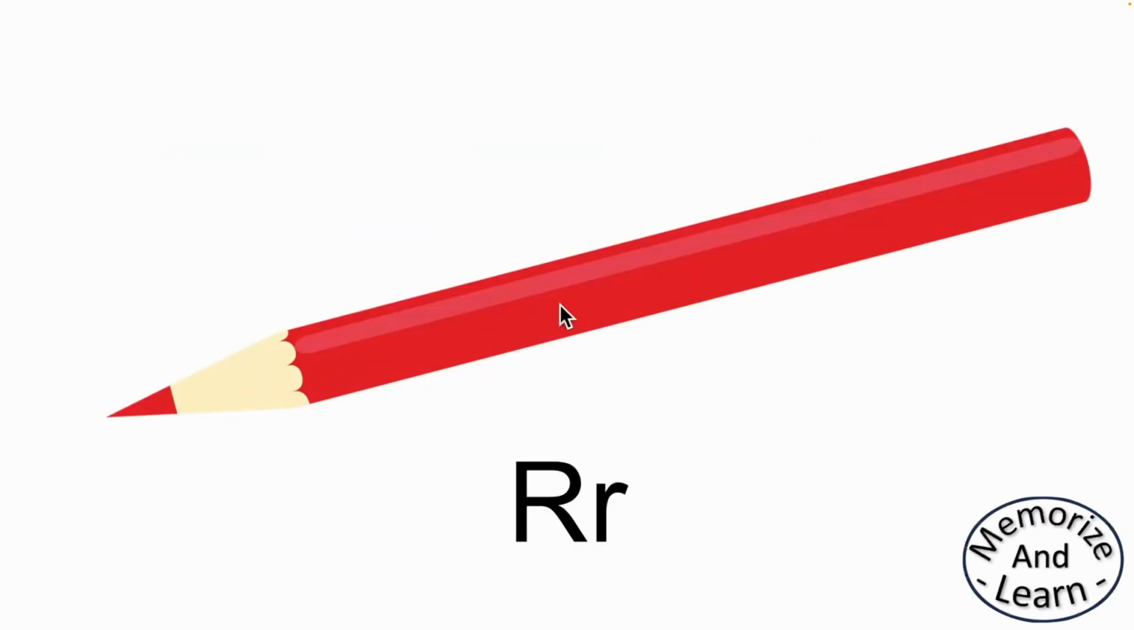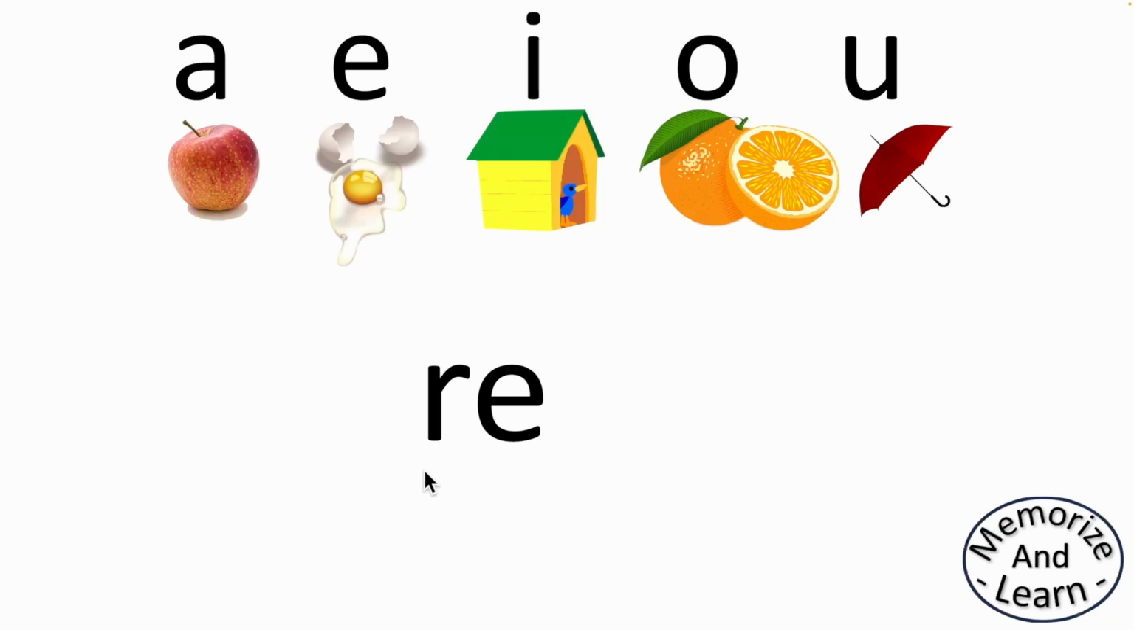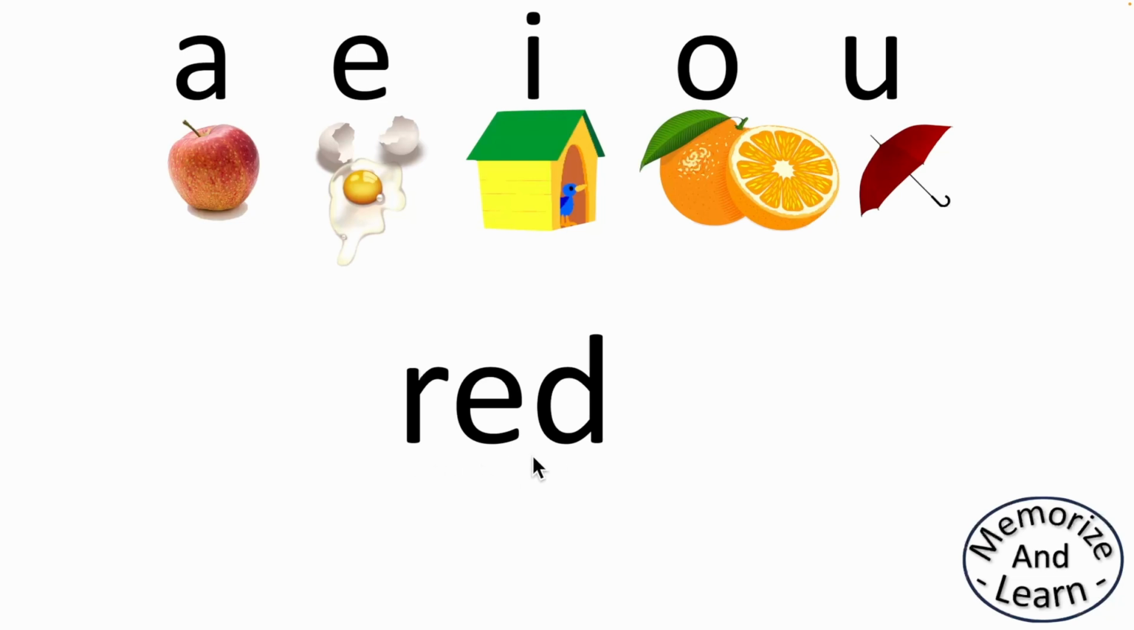Do you remember this letter? What is the sound? R makes the sound R, like red. Please read this. Re, re, re. Now let's add a letter. Red, red, red. Let's read it a little faster. Red, red. This is the word red, like the color red.